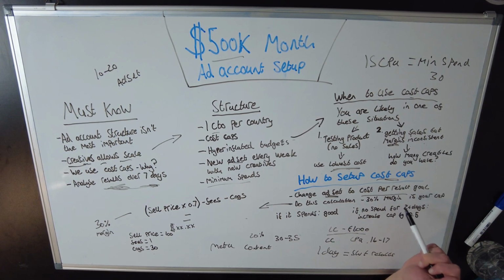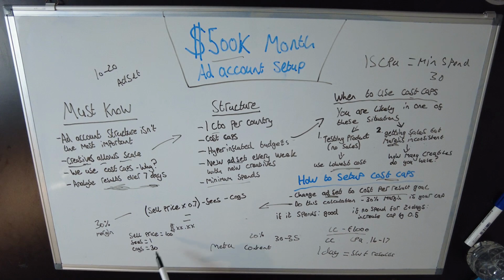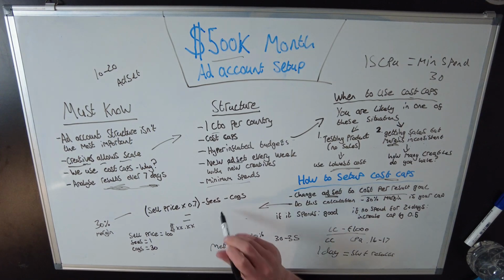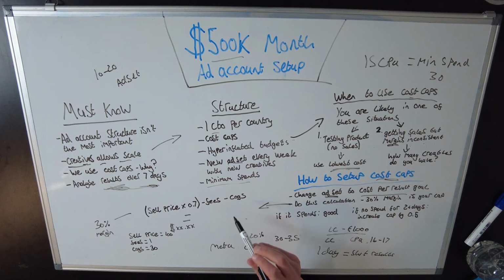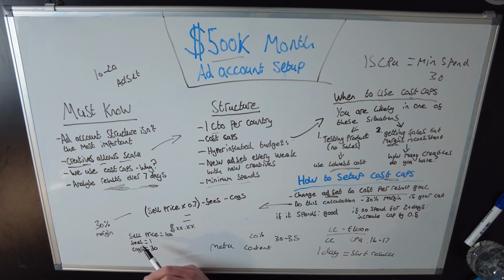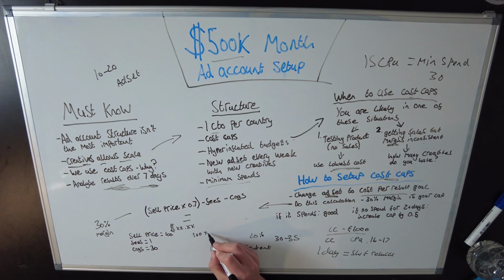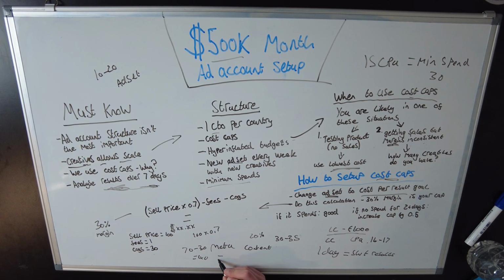We set this at a 30% margin, and we figure it out with this calculation here, which is your sell price times 0.7 minus all fees, so Shopify fees and transaction fees, and then minus your COGS. So I've got a little example here. If your sale price is 100, your fees is $1, and your COGS is 30, that would be 100 times 0.7, which is 70, minus 30, which is 40, minus 1 equals 39. This would be your cap. This is what you would set your cost per result goal at.